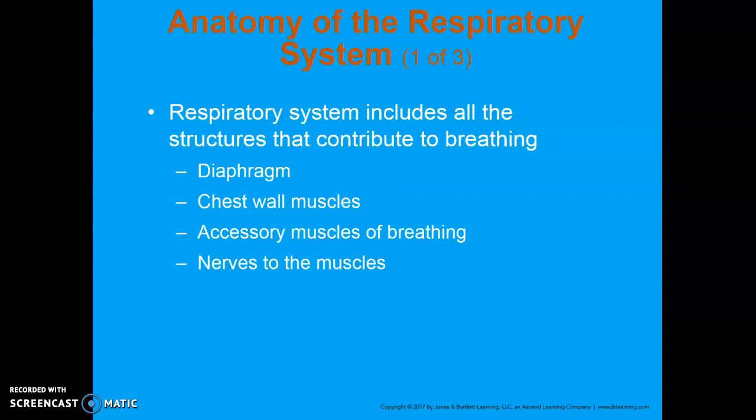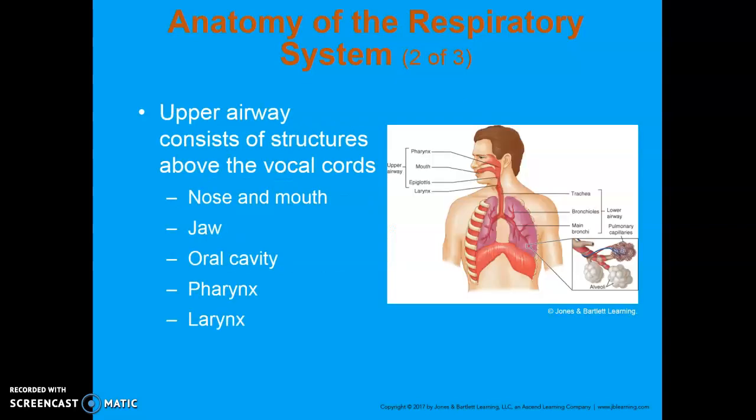So we've got the respiratory system that's really divided into two different parts. You've got the upper airway and you've got the lower airway. And then you have all of these structures that contribute to actually breathing: the diaphragm, your chest wall muscles, other accessory muscles of breathing, and then the nerves that control those muscles. The upper airway, we've already talked about the anatomy of it, so we'll just do a quick overview. It's basically everything from the mouth and nose down to the larynx where your vocal cords are.